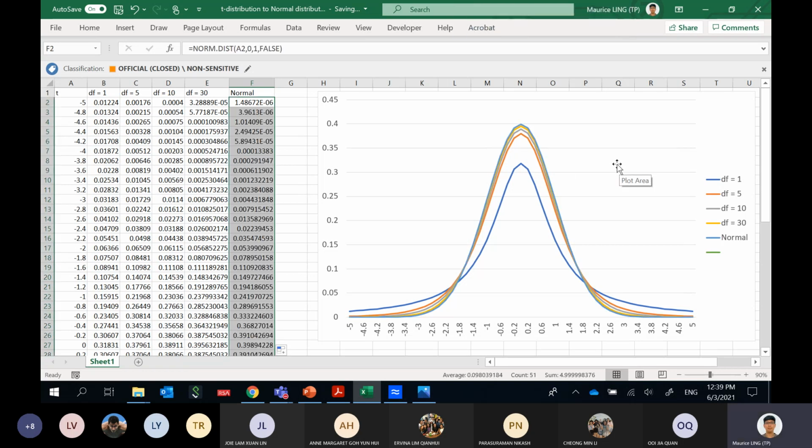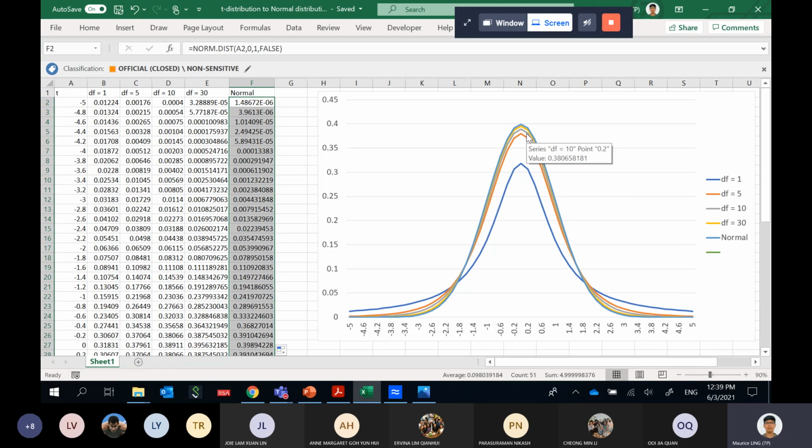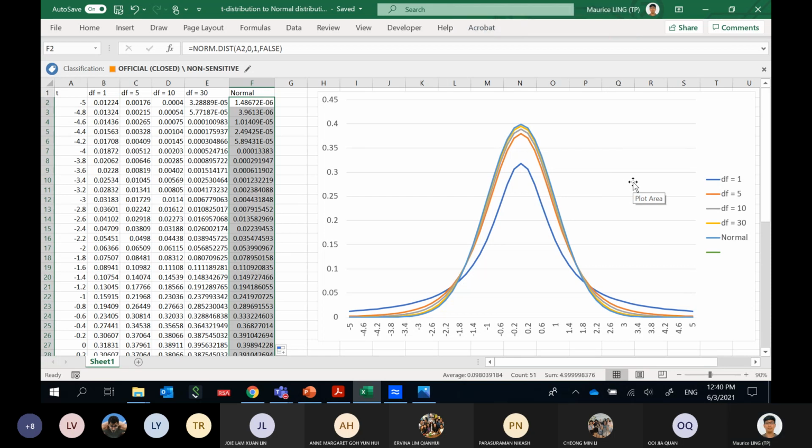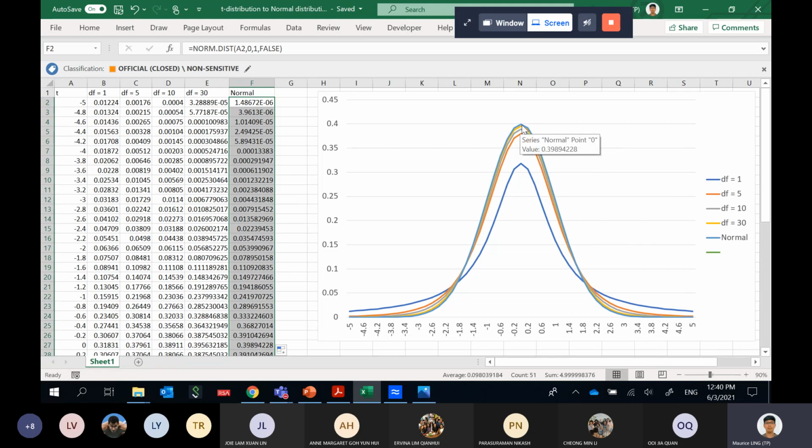See the blue line? That is the normal distribution. So as the sample size increases from 2 to 6 to 10 to 31, it approaches the normal distribution. And you can see that the last two, the gold or orange line and the normal distribution line, the top blue line, almost overlap. The last two lines almost overlap, correct?